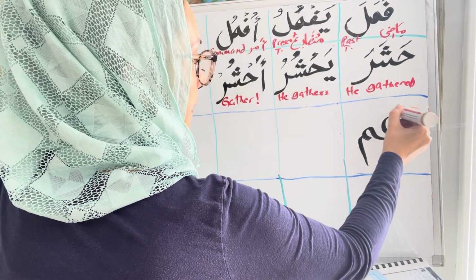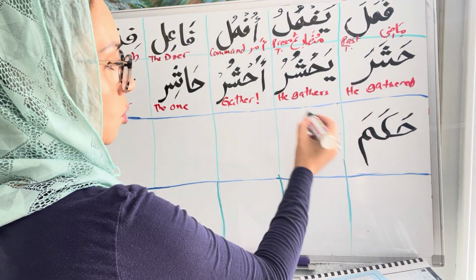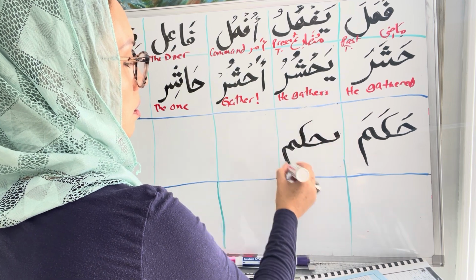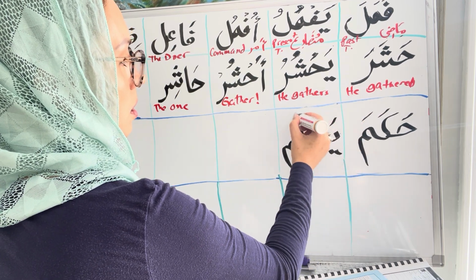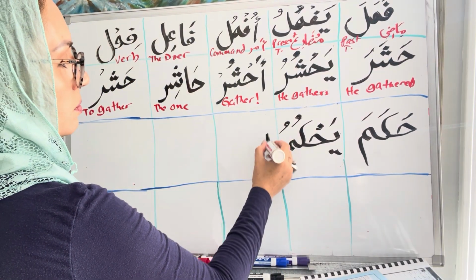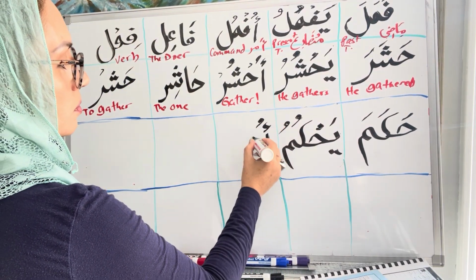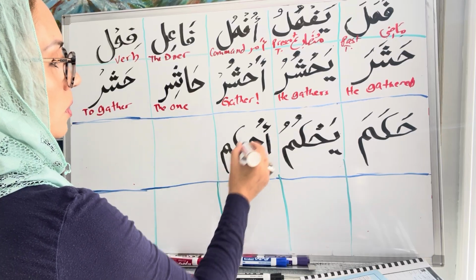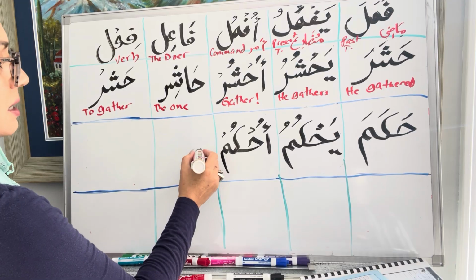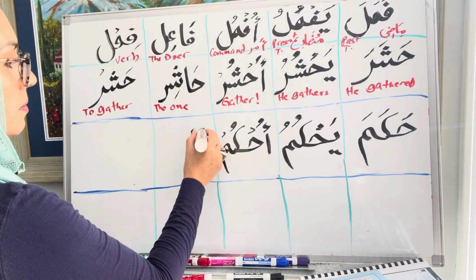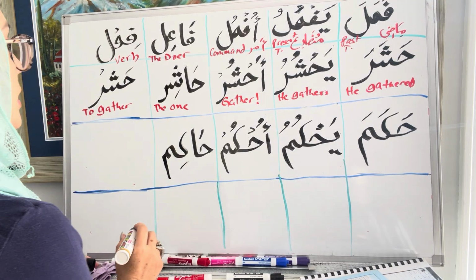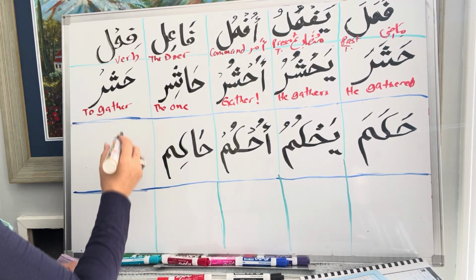Hakama. Yahkumu. Yahkumu. And then the command is uhkum. And then fa'il is hakim. And then the masdar is hukm.